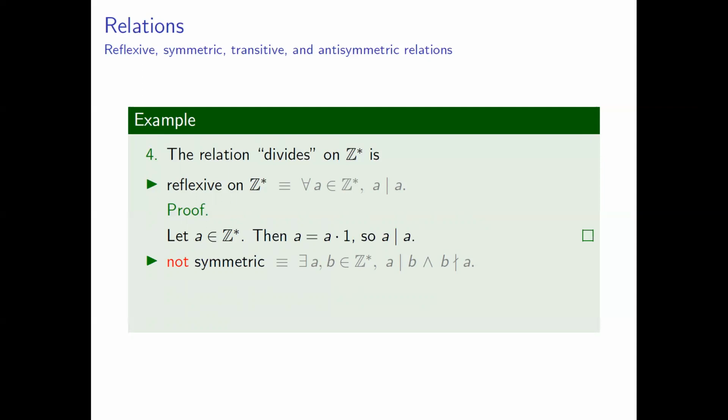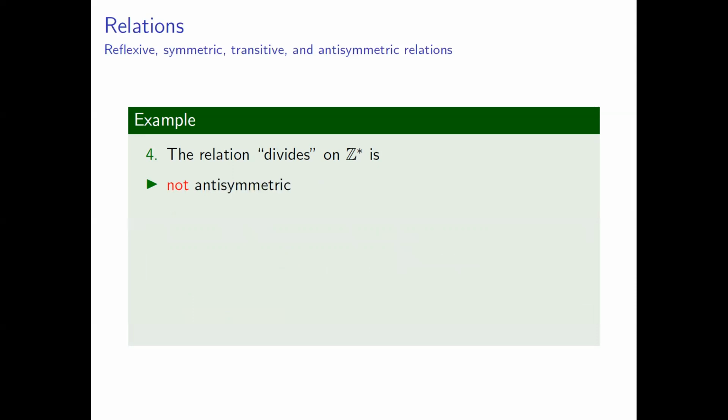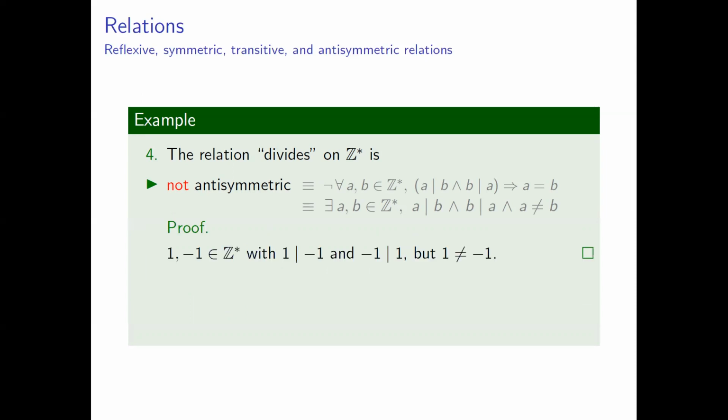For instance, 1 and 2 are non-zero integers and 1 divides 2, but 2 does not divide 1. It is not antisymmetric. That is, it is not the case that for any non-zero integers a and b, if a divides b and b divides a, then a is equal to b. Equivalently, there exist non-zero integers a and b such that a divides b and b divides a, but a is not equal to b. For example, the integers 1 and -1 divide each other, but 1 is not equal to -1.